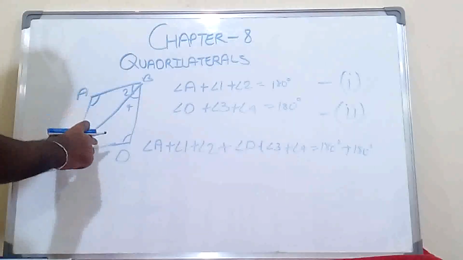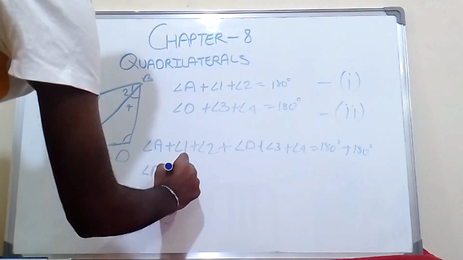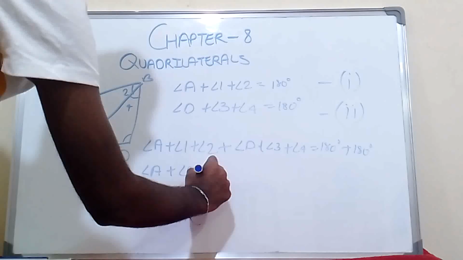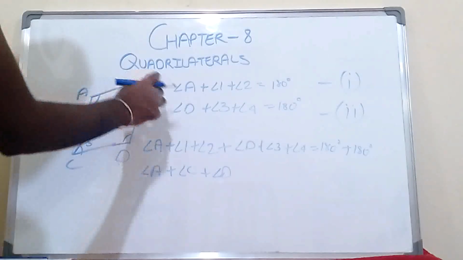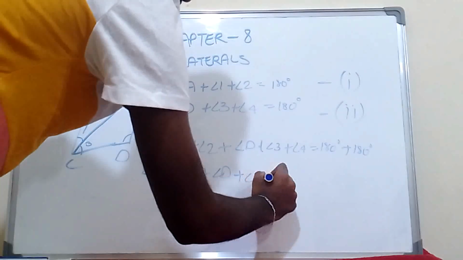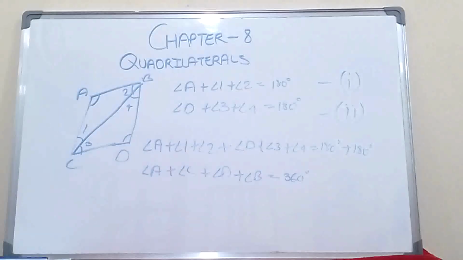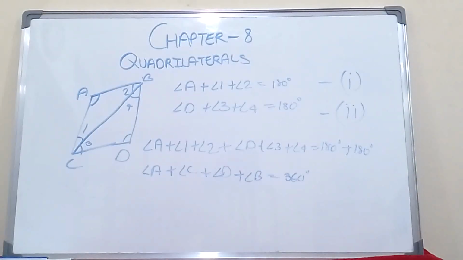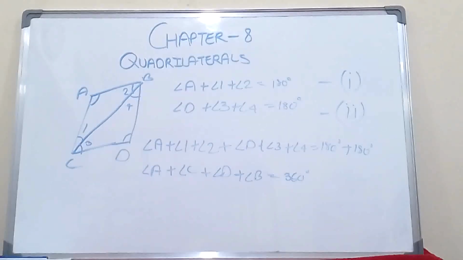Now what is angle 1 plus angle 3? Angle 1 plus angle 3 is angle C. So angle A plus angle C plus angle D. Now what is angle 2 plus angle 4? Angle 2 plus angle 4 is angle B, so the sum equals 180 plus 180, 360 degrees. Hence, we can prove that the sum of the angles of a quadrilateral is 360 degrees. Now let's move forward and see some of the properties and the proof of the properties of a parallelogram.